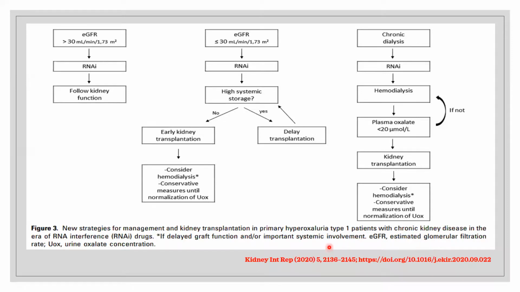This is a table published in Kidney International Reports 2020. If RNA interference therapy is available, we can initiate RNA interference therapy irrespective of the EGFR, even in preserved EGFR, preserved glomerular function, or even in chronic hemodialysis patients, and we can follow up the kidney function. And we should assess the systemic oxalate levels, plasma oxalate levels. If plasma oxalate levels drop to a near low value, we can go ahead with earlier kidney transplant. But if they are persisting, we should continue the RNA interference therapy.